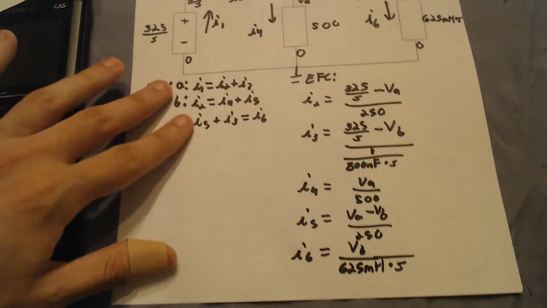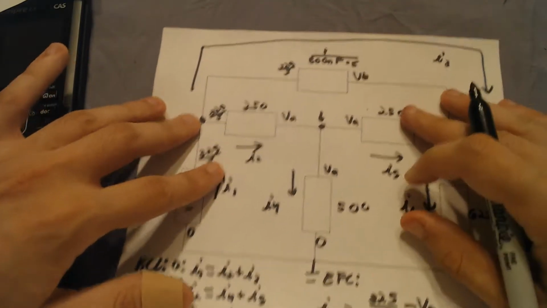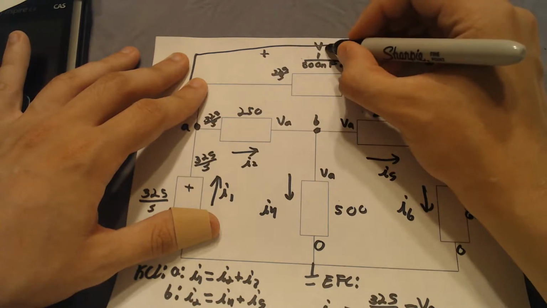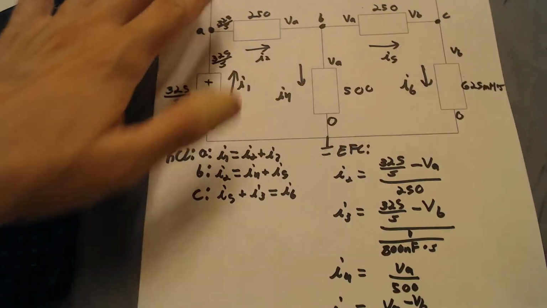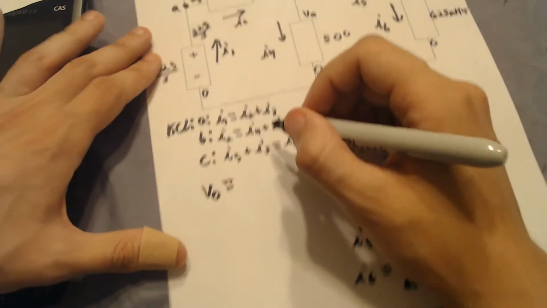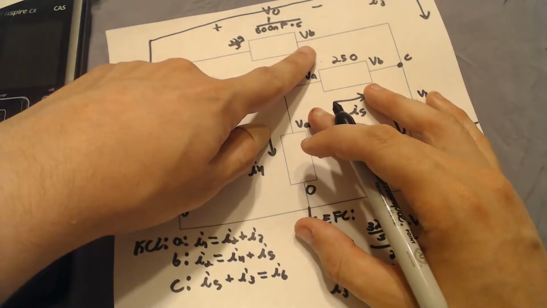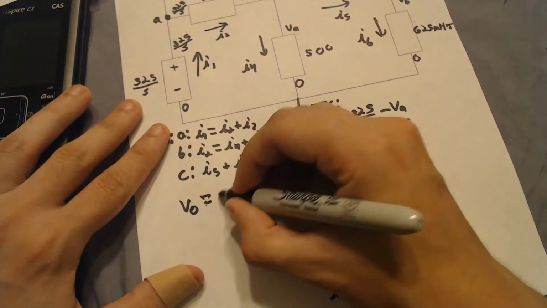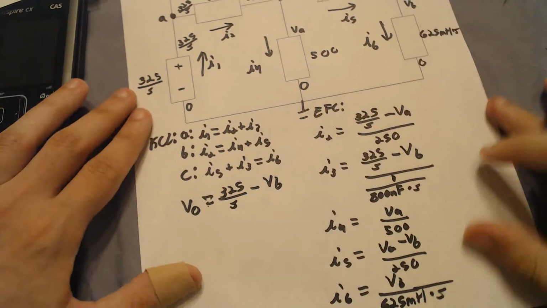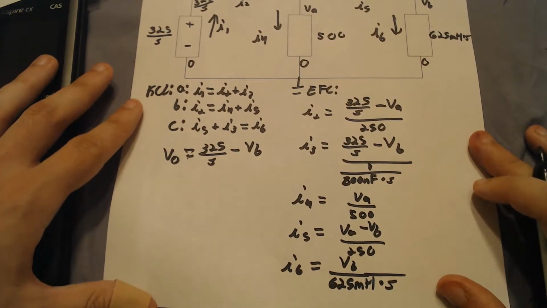Now there's one main equation that we're missing here. Remember, the question was asking for this voltage, which is called V0. So we have to represent that in our system. So we're just going to add another one. V0 is going to be equal to 325 over S minus VB. So we just write that down. So now we have our complete system of equations, and all we have to do is plug it into the calculator.